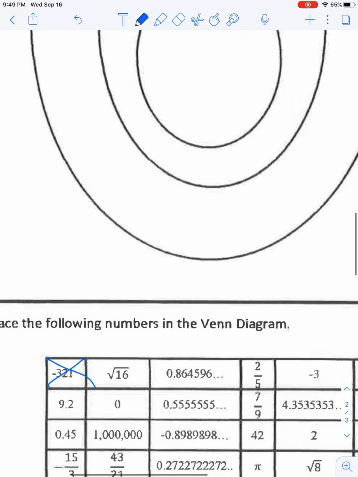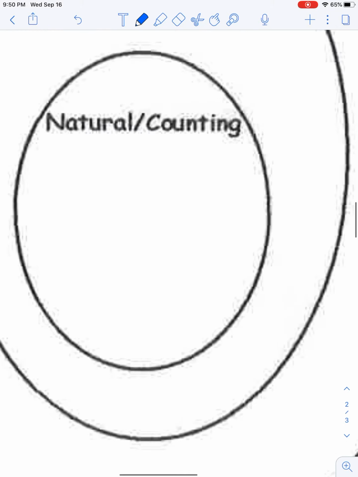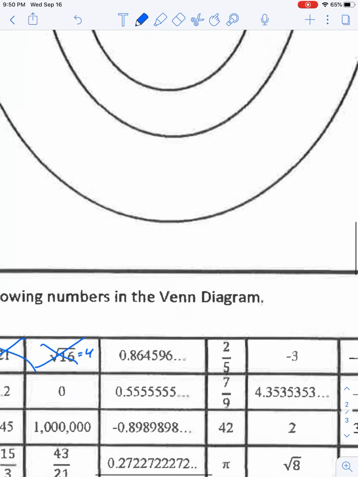Square root of 16. Remember when we were dealing with a square root, you have to actually take the square root of that number and think about that's the number you're actually dealing with. Square root of 16 is 4, and so 4 is a natural number or a counting number. So I'm going to put 4 in the very middle circle there. Okay.